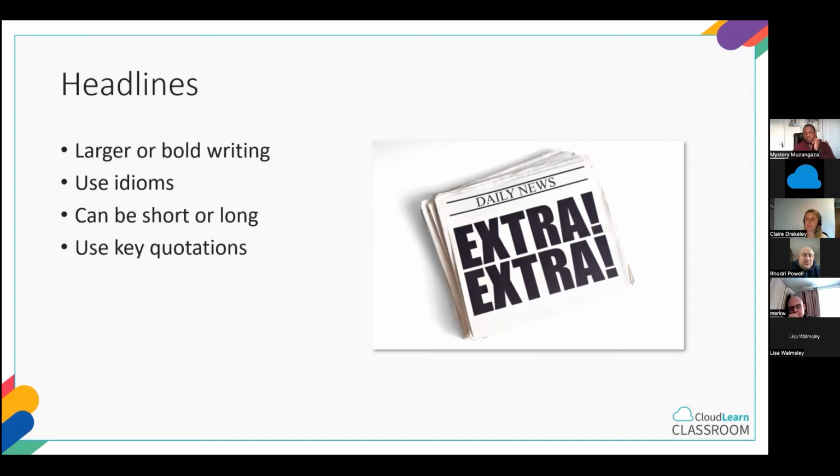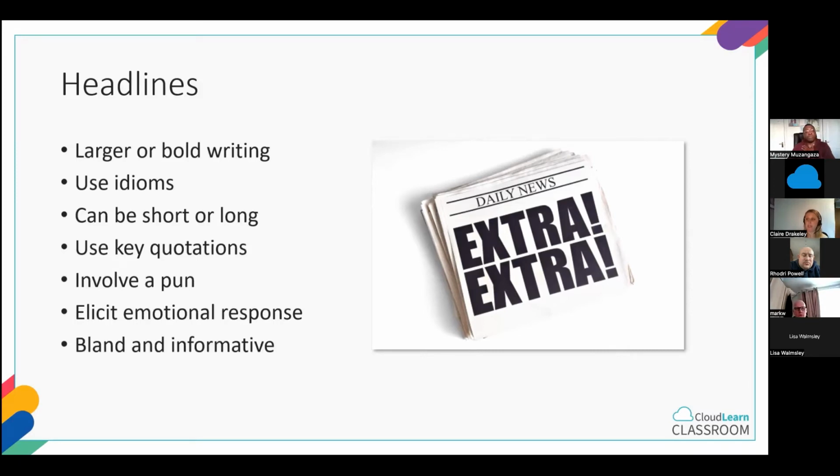They can be informative, using key quotations from within the article, or they can be funny and involve a pun. They can be used to elicit an emotional response from a reader, for example, anger or sadness, or they can be bland and simply give information in a straightforward way.